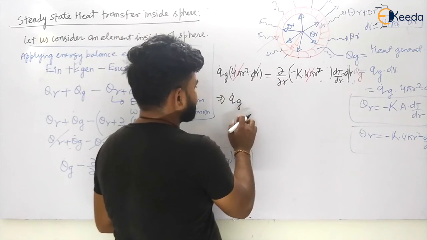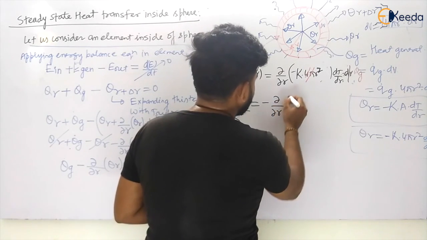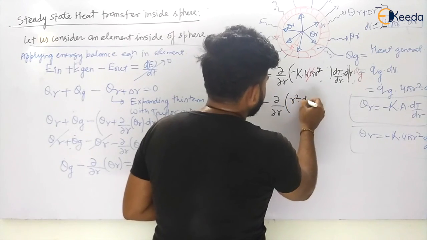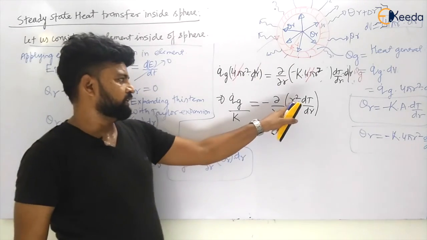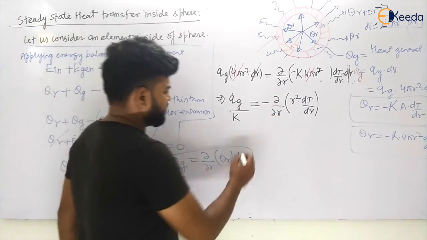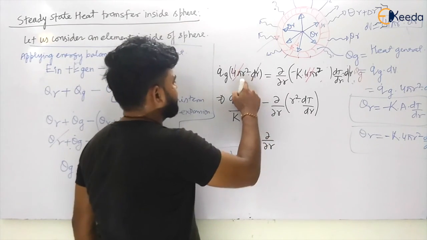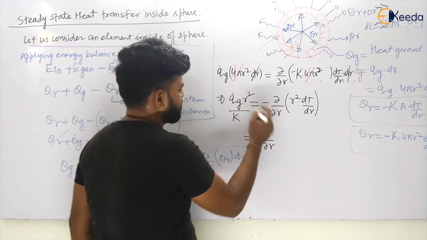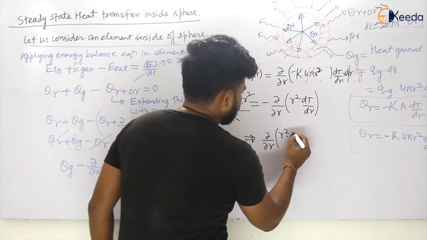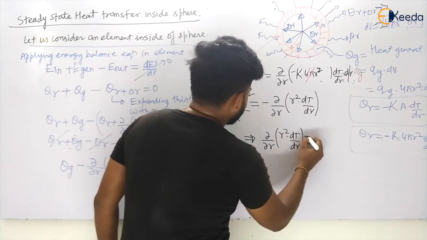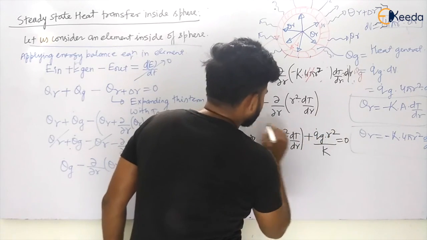I am taking that K this side, that is divided by K, kappa is equal to minus del by del r of r square into dt by dr into dt by dr. So let us take this term this side. So what it will become? It will become del by del r of, and I think r square is also there, my dear students. R square is also there. So this will become del by del r of r square dt by dr plus Q generated into r square by K is equal to 0.